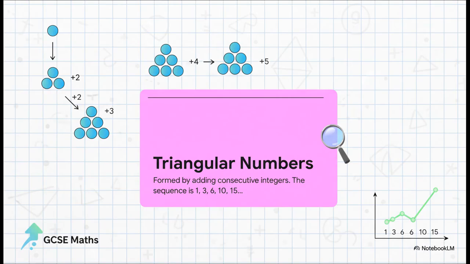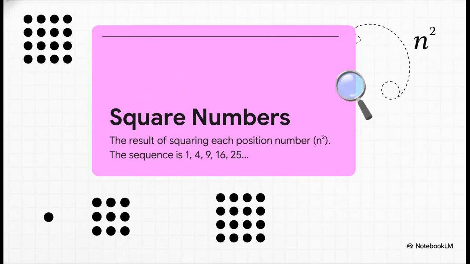Let's do a super quick-fire round of what each one looks like. First up, triangular numbers. You start with 1, then you add 2 to get 3, then add 3 to get 6, add 4 to get 10. You're just adding the next whole number each time. Next, square numbers. This one's easy. 1 squared is 1. 2 squared is 4, 3 squared is 9, and so on. The nth term is just n squared.